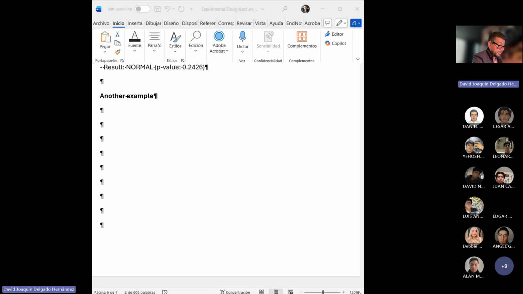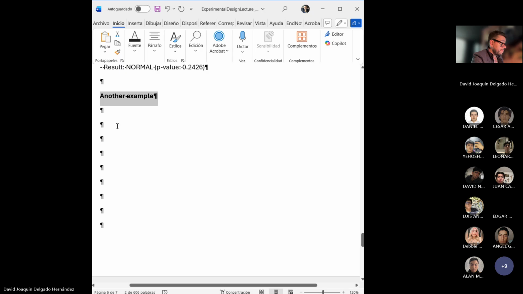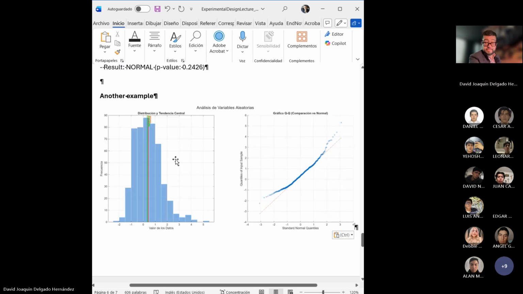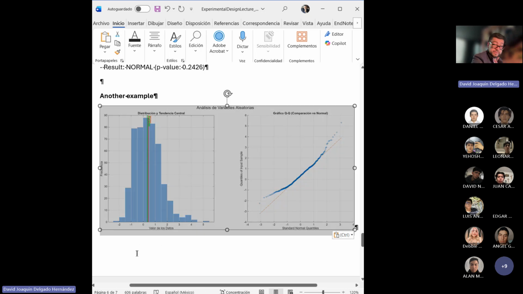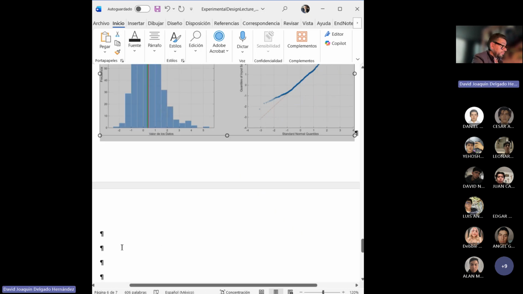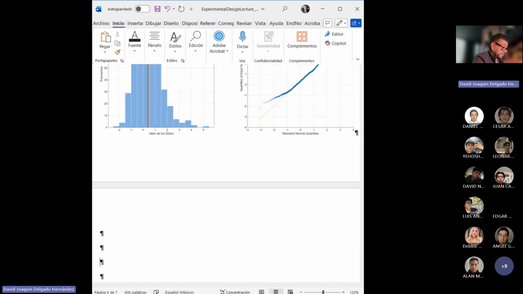I am going to put another example. So look now how it looks like. This is different from the previous example, okay? This is different. We are going to interpret that. So let me copy the results. I am just playing with the parameters of the routine. So let me copy this.